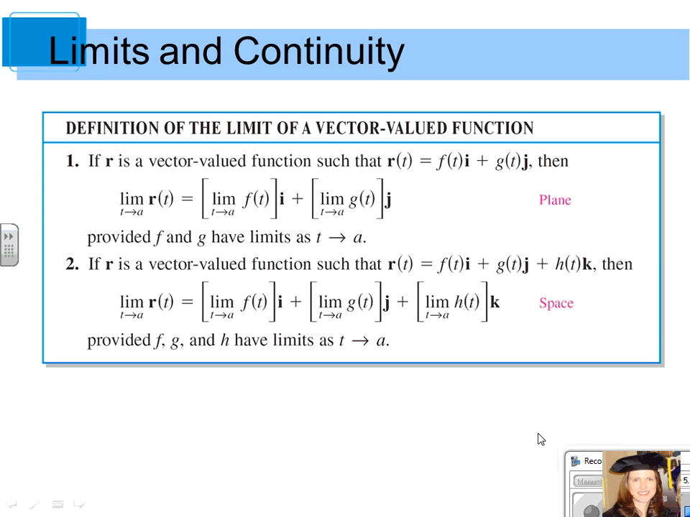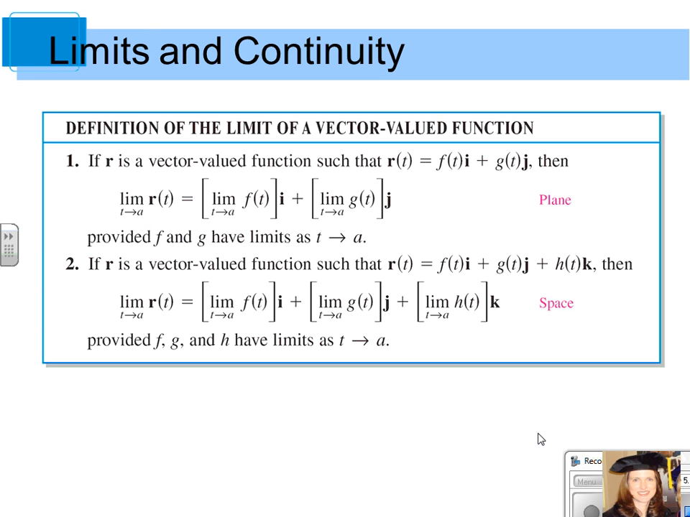The last part of section 12.1 deals with limits and continuity. The definition of a limit, the limit of a vector valued function, is given as: if r is a vector valued function such that r of t equals f of t i plus g of t j, then the limit as t approaches a of that vector valued function r of t is equal to the limit of each of those individual functions as t approaches a for the i and the j components.